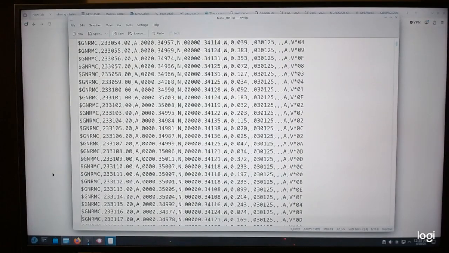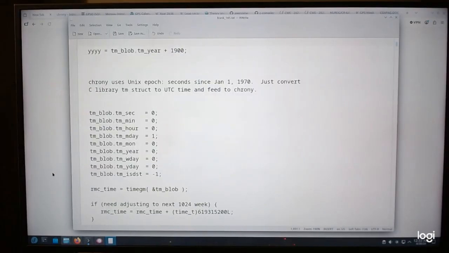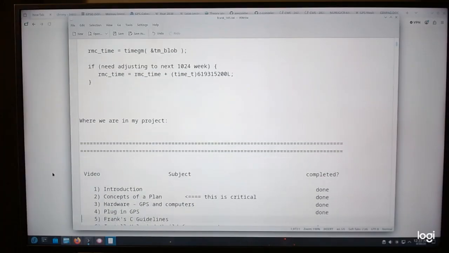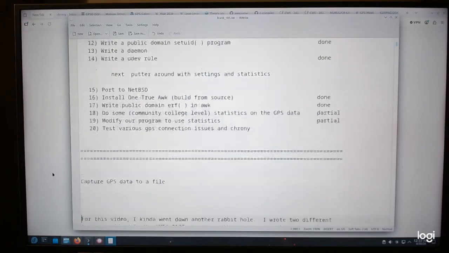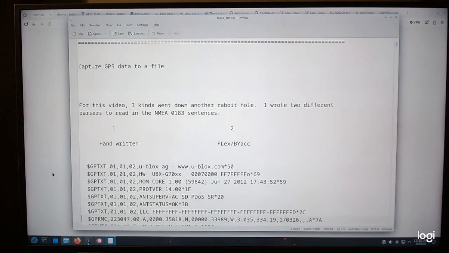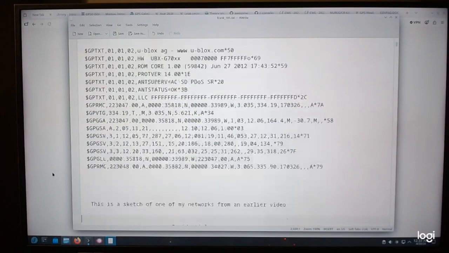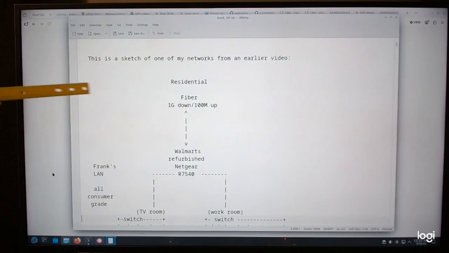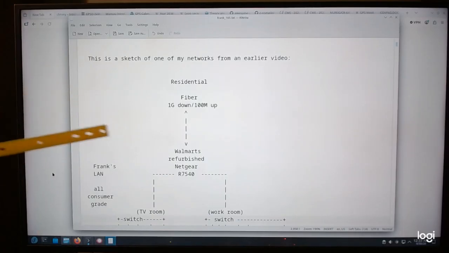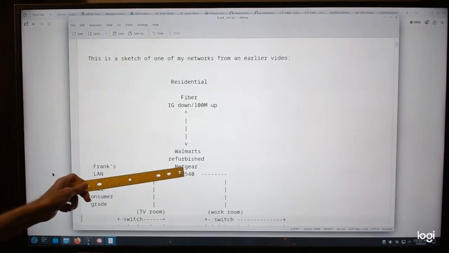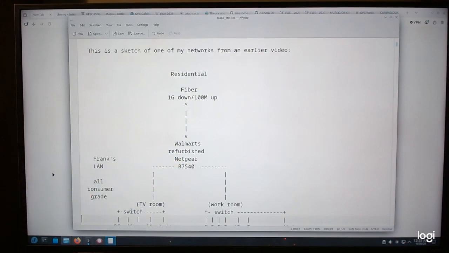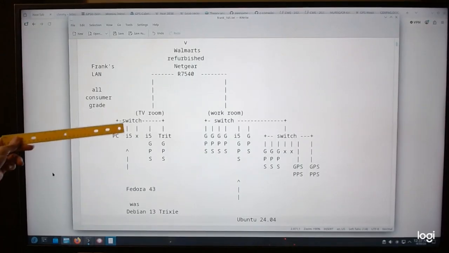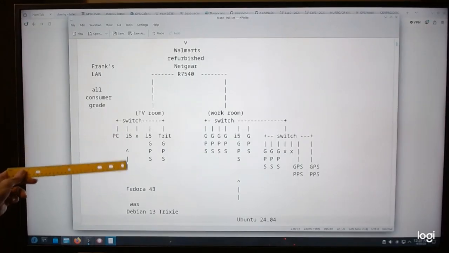I'm gonna scoot on down. Yeah, let me move on down here. Captured it to a file. Yeah, just a sketch of my network. I've got fiber coming into a router. I'm over here on one of my i5 refurbished PCs.